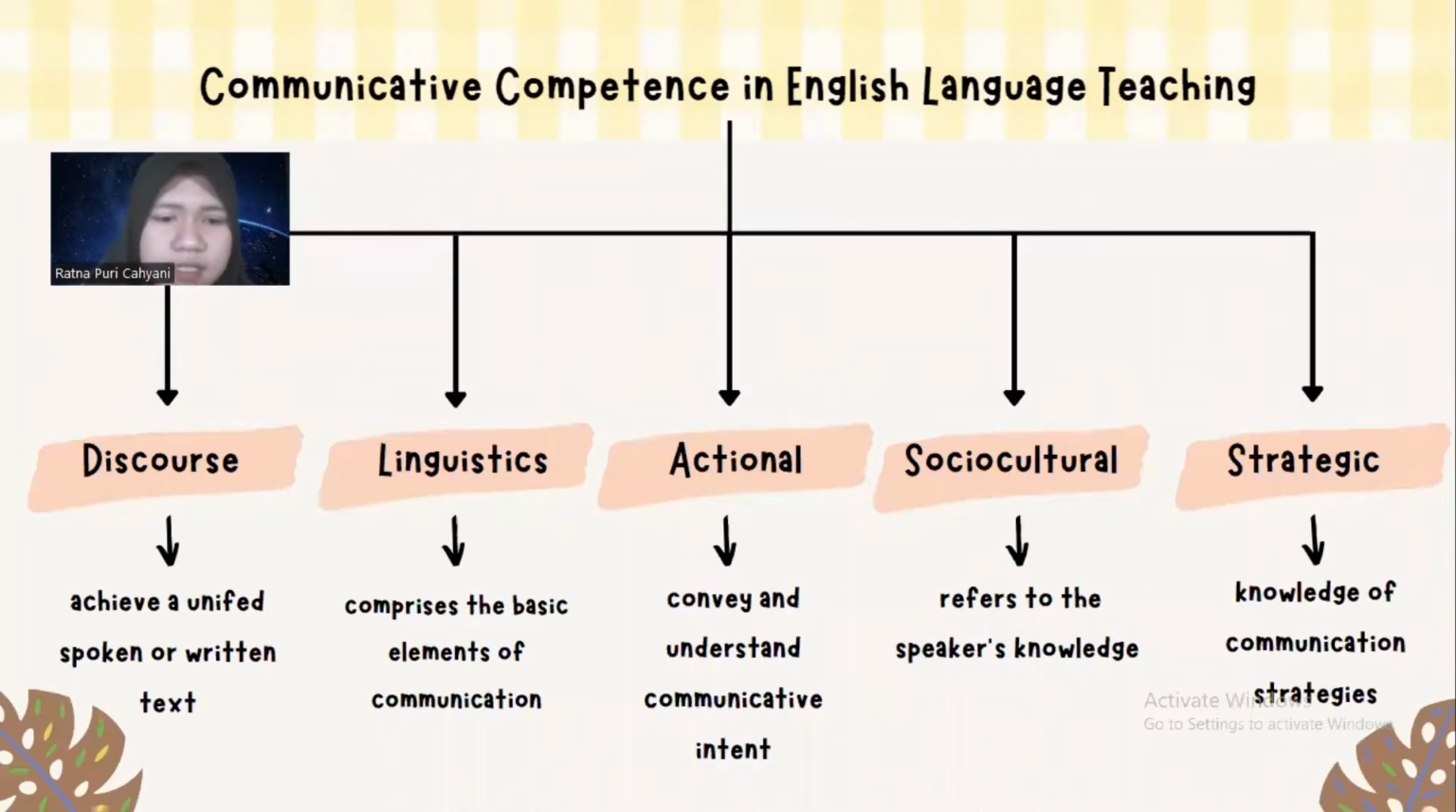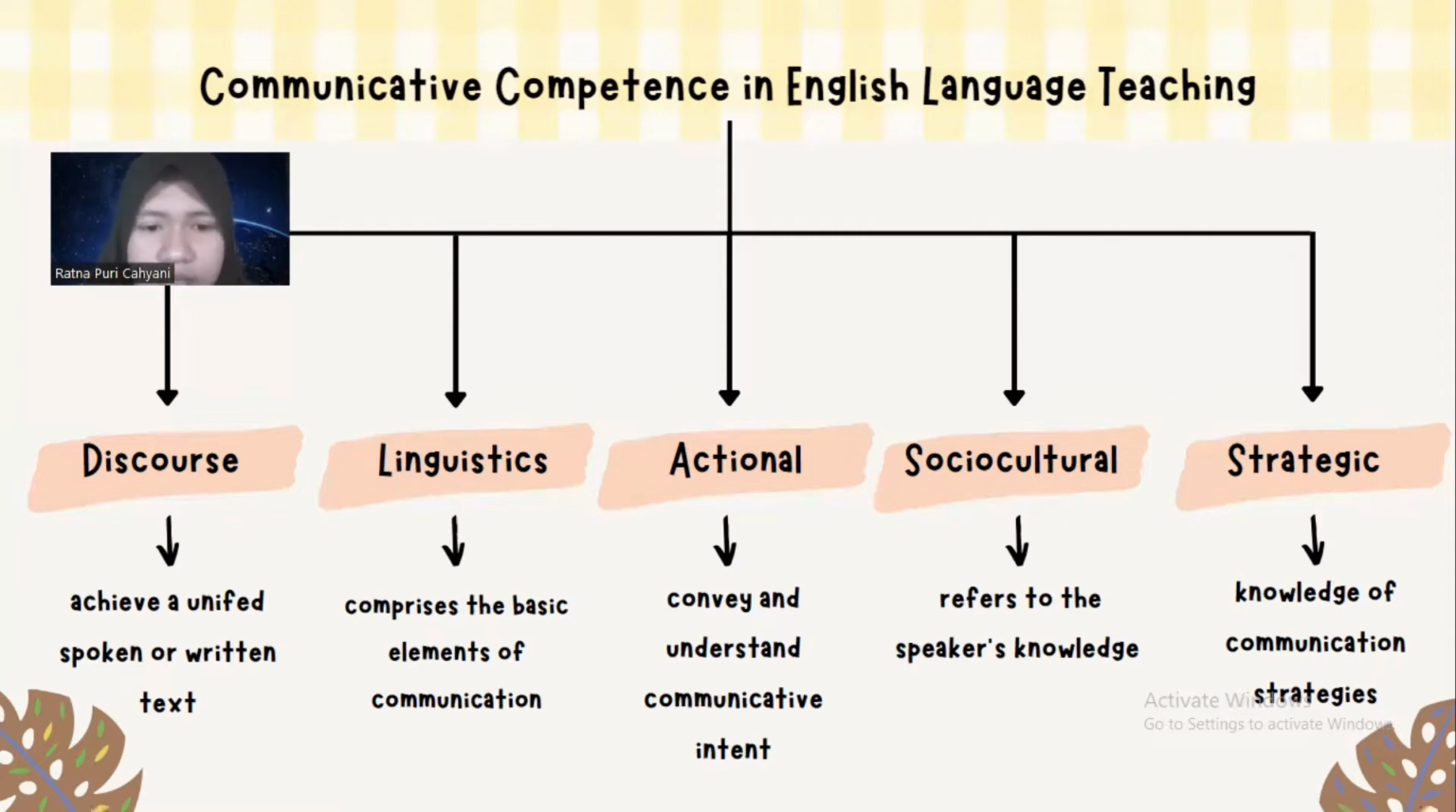So the next is about communicative competence in English language teaching. There are five competences in English language teaching. The first one is discourse competence. So discourse competence concerns the selection, sequencing, and arrangement of words, structures, sentences, and utterances to achieve a unified spoken or written text. The second competence is linguistic competence. So linguistic competence comprises the basic elements of communication, the sentence patterns and types, the constituent structures, and the system needed to realize communication as speech or writing.